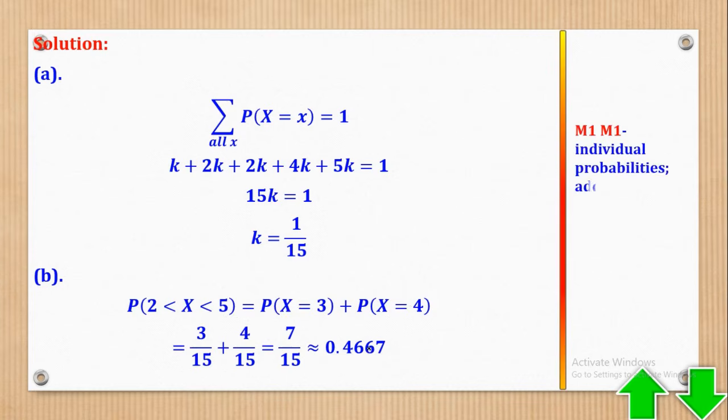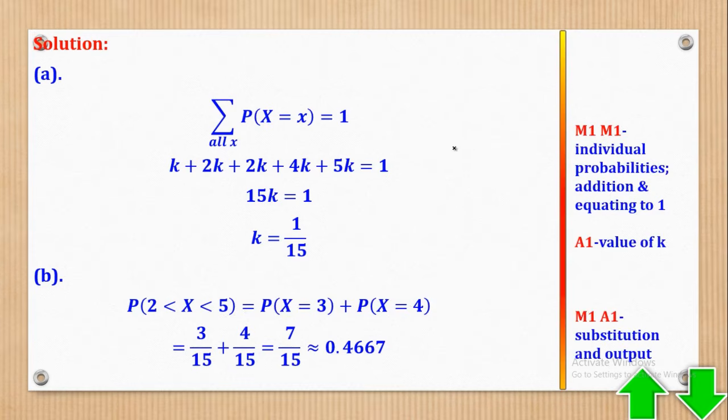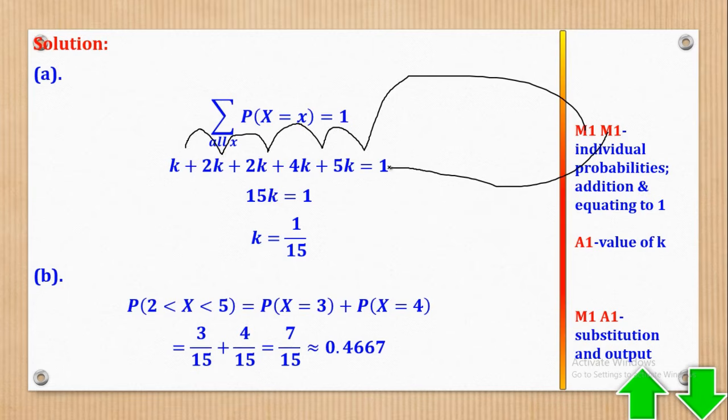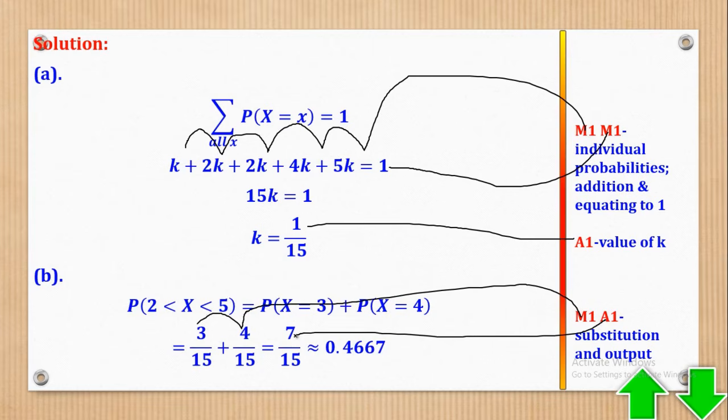Now let's see how much can be awarded. So M1 for the individual probability is getting all these probabilities from the given formula. Then this one is for adding them and equating them to 1. This A1 is for the value of k. M1 is for this substitution, both and addition, and A1 is for the output.